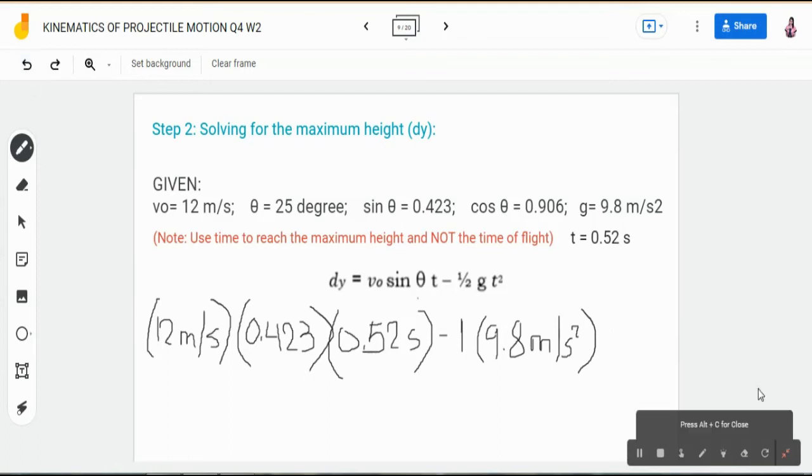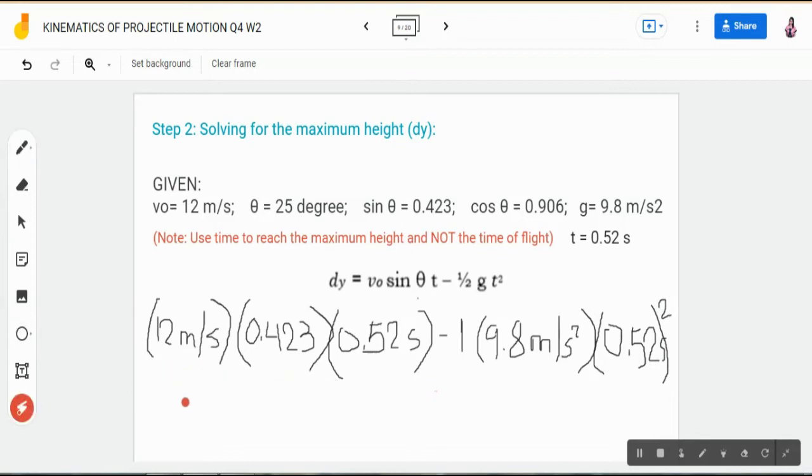So, take note of the smallest detail dito sa ating formula. Once na may makaligtaan tayo rito, automatically magkakamali yung ating final answer. Sabi rito, i-square daw natin yung time. So, square itong 0.52 second. So, ito muna, calculate muna natin itong una. Times lang natin.